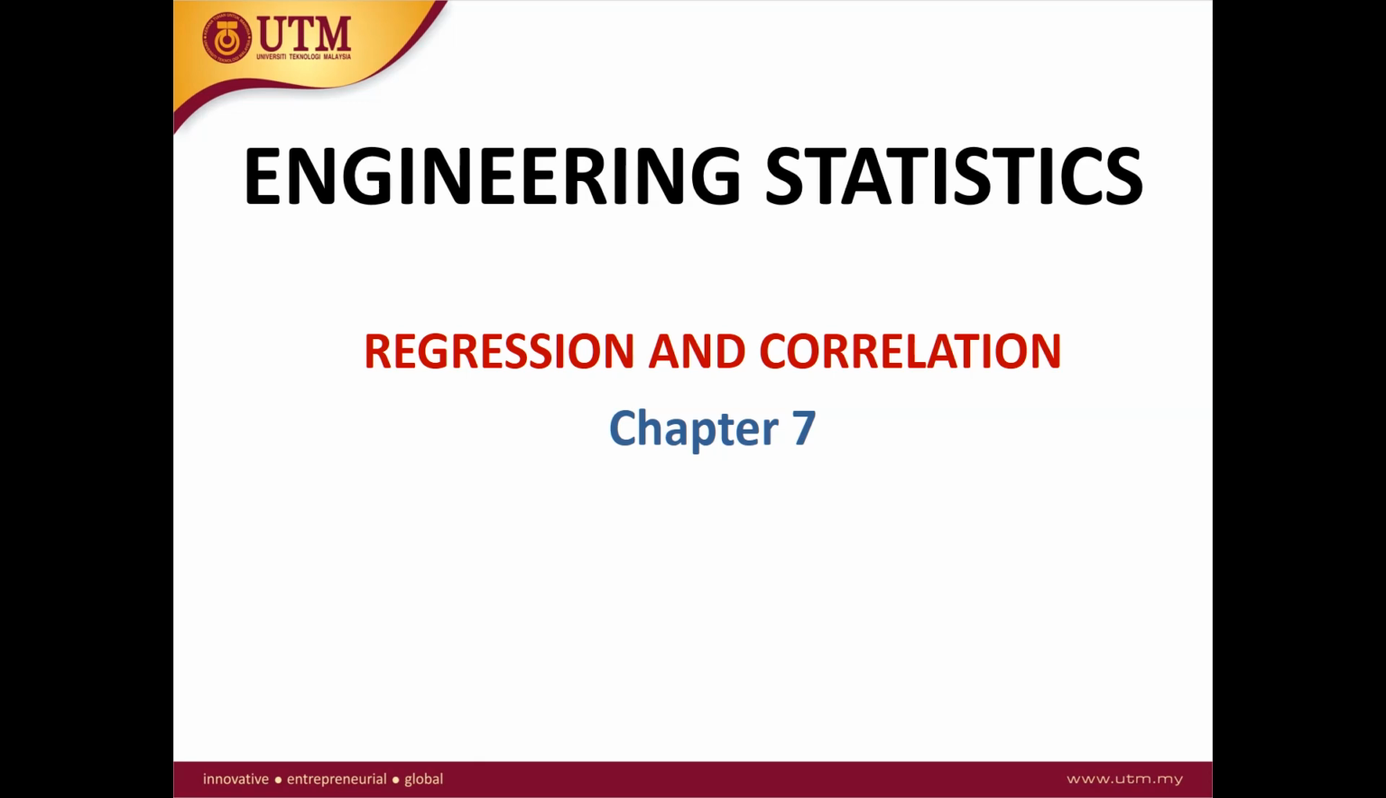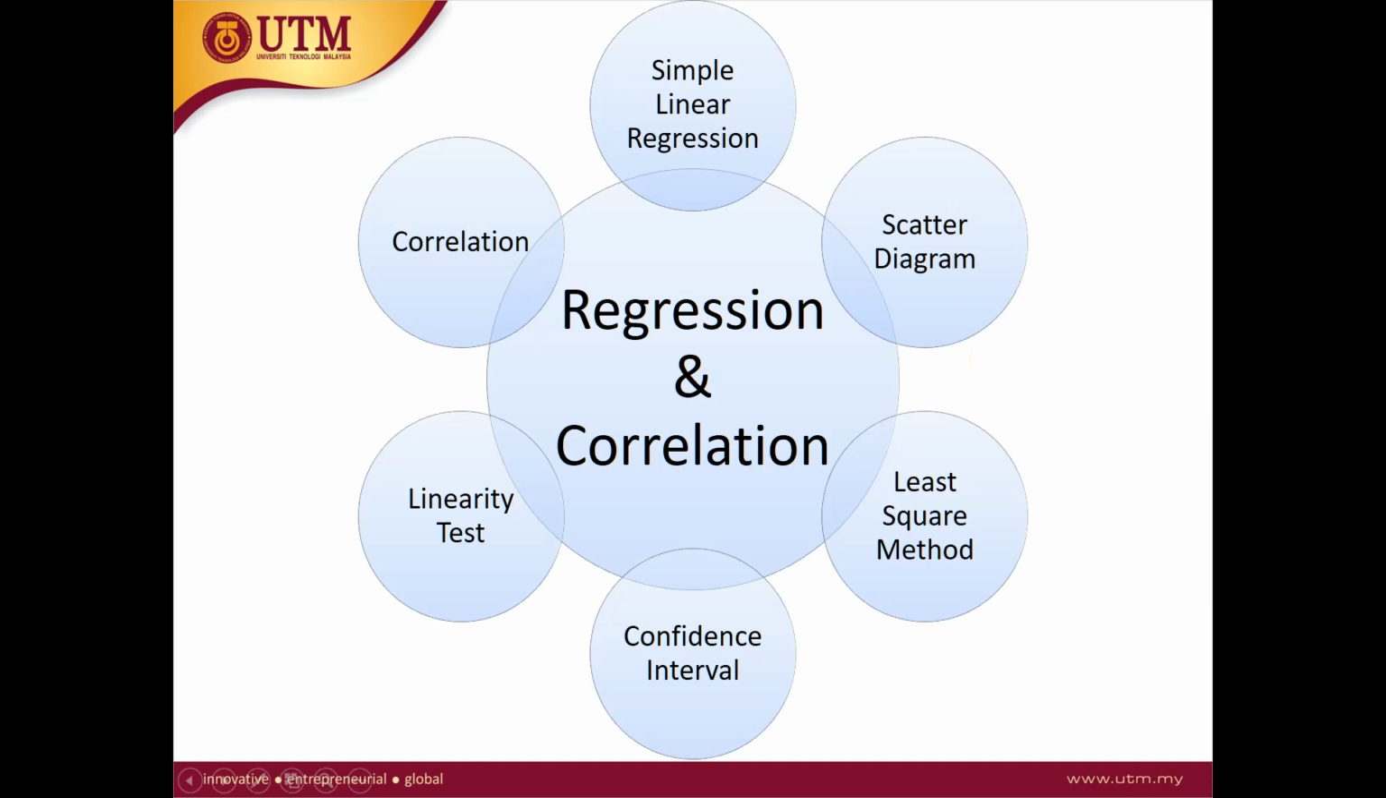So now let's move on to the last chapter of this course, which is regression and correlation. Basically, this chapter is about exploring the relationship between variables, right? Throughout this chapter you will learn these 6 items. The first one is simple linear regression, then scatter diagram, least square method, confidence interval, linearity test, and correlation.